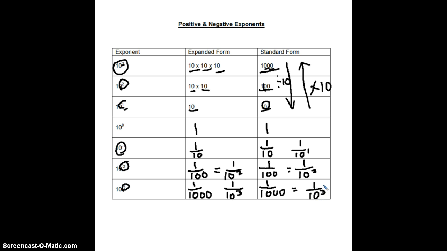So in fact, if you look at it, these are inverses. 10 to the minus 1 is 1 over 10 to the power positive 1. 10 to the minus 2 is 1 over 10 to the positive 2. And 10 to the minus 3 is 1 over 10 to the positive 3. So the negative sign in the exponent actually equals inverse, not that the quantity is negative.